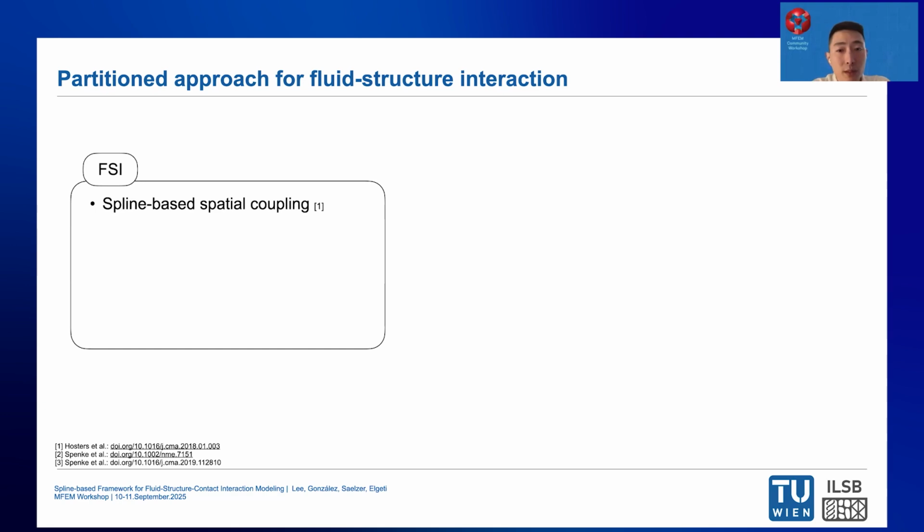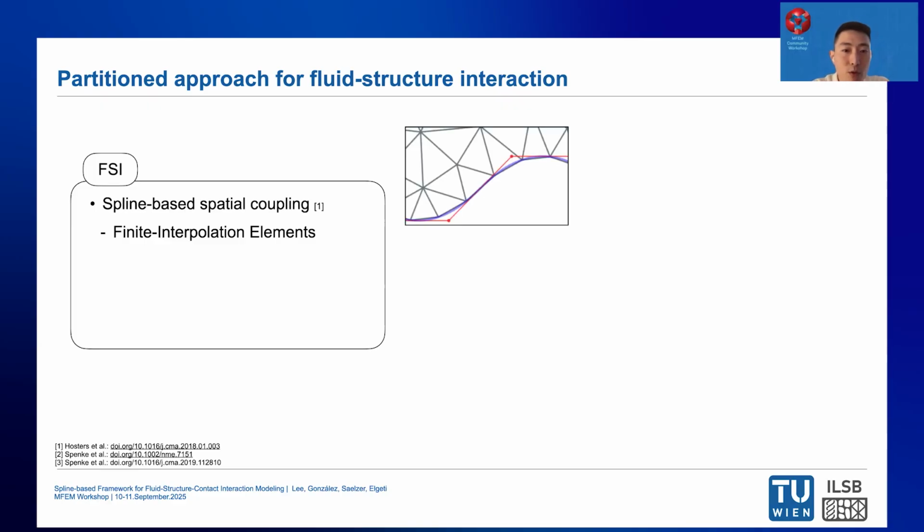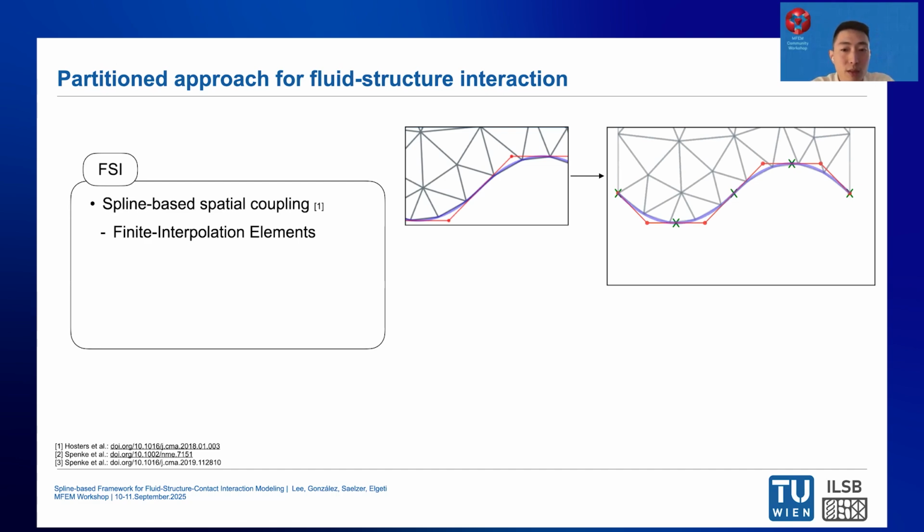For spatial coupling, we take advantage of the interface spline, which is identical for both sides. One of the options here is finite interpolation elements. Here we have the fluid's boundary nodes that sit on the spline. Using, for example, point inversion, we can determine their corresponding parametric coordinates on the spline. Using that, all we have to do is multiply the load or any data with the basis function. And due to partition of unity, during this process, we don't lose any of the original quantities.